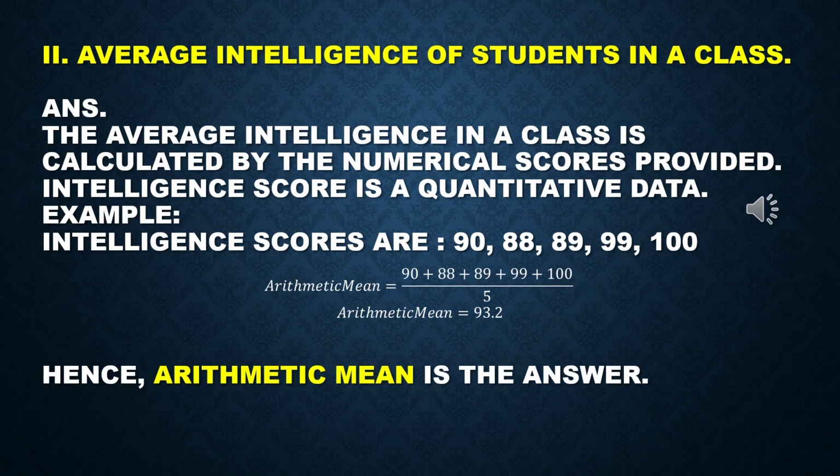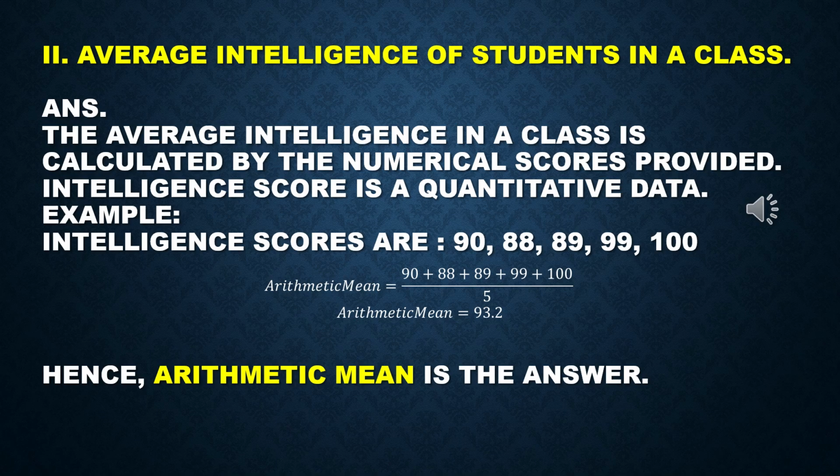Question number 2 of question 1 is average intelligence of students in a class. For this, the answer is that the average intelligence in a class is calculated by the numerical scores provided. Intelligence score is quantitative data. So here we take an example. The intelligence scores of students are 90, 88, 89, 99 and 100. These are the data values.